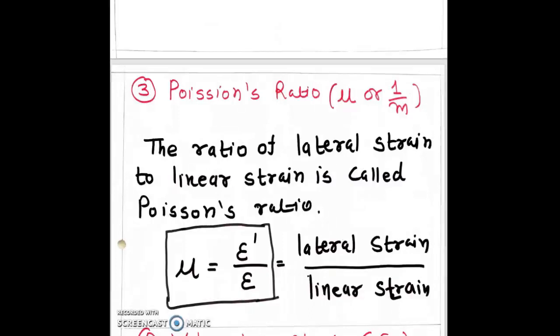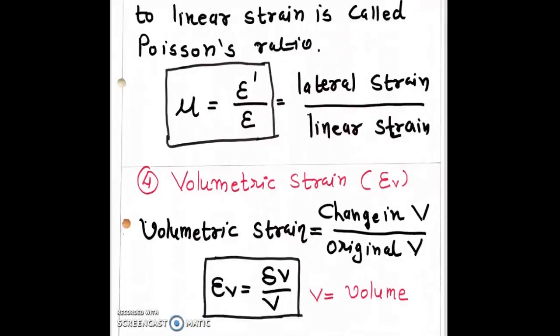Now, Poisson's ratio. The symbol of Poisson's ratio is mu or 1 upon m. If we properly understand the meaning of lateral strain and linear strain, we can easily define this ratio. The ratio of lateral strain to linear strain is known as Poisson's ratio. Mu is equal to epsilon dash, meaning lateral strain, upon epsilon, meaning linear strain. So the ratio of lateral strain to linear strain is known as Poisson's ratio.